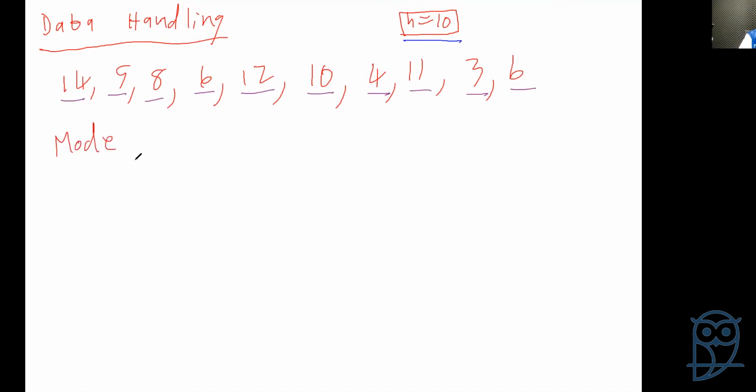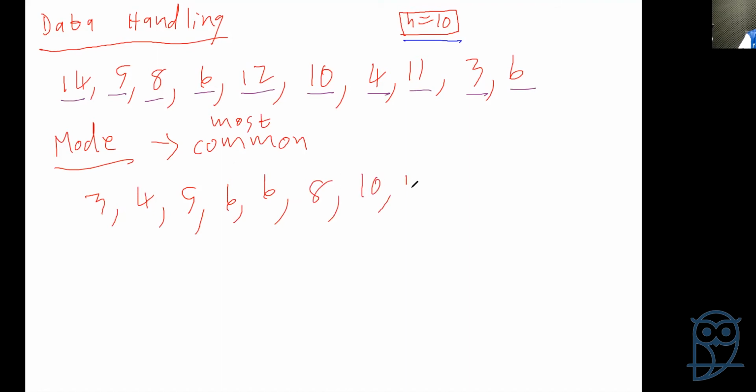So here is the mode. What is the mode? The mode is the most commonly occurring number. So it is your most common. So which value appears the most often? Well, you could either do it from this version or you could do it from your ordered version again. So just that we have the ordered version again, 3, 4, 5, 6, 6, 8, 10, 11, 12, and 14.